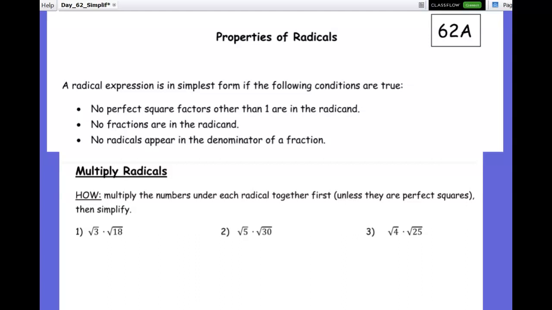Hey guys, welcome back. Today is day 62 and today we're going to talk about the properties of radicals. We're going to learn how to multiply, add, and subtract them.